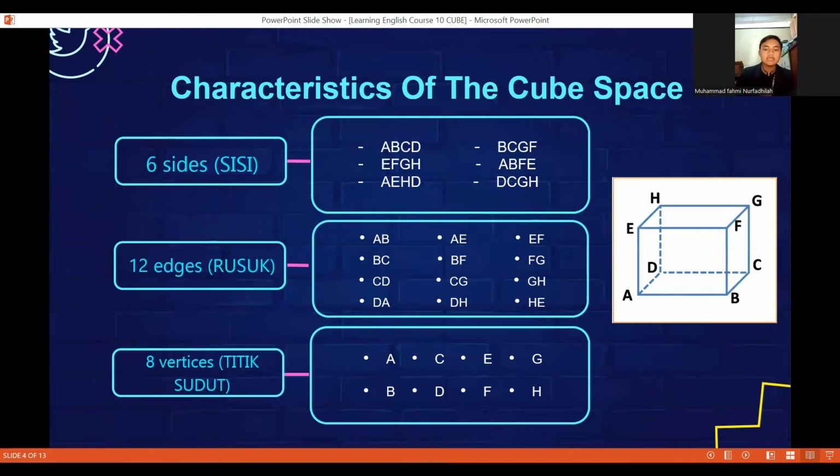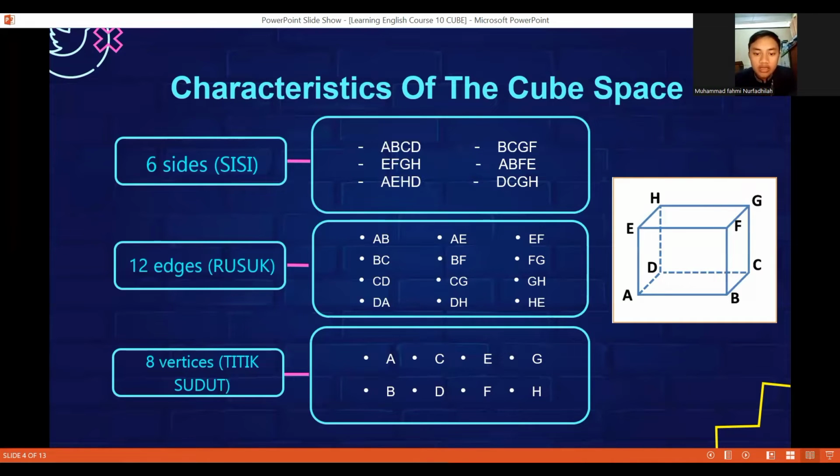Okay, next a cube space has 12 edges. 12 edges in Indonesian is rusuk. Jadi kubus itu memiliki 12 rusuk. And the edges are AB, BC, CD, DA, EB, FC, GD, HE, EF, FG, GH, and the last is HE. Then there are 12 edges.